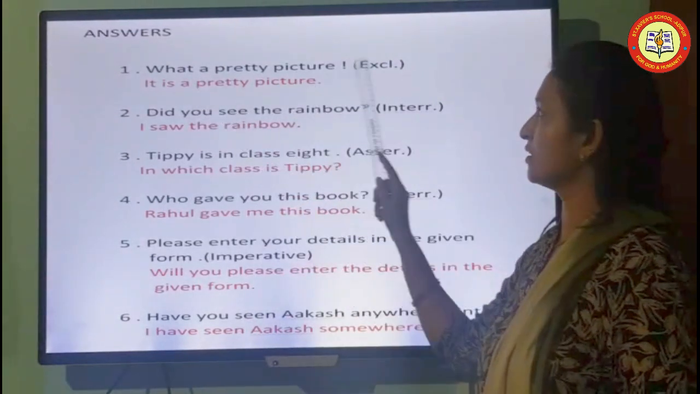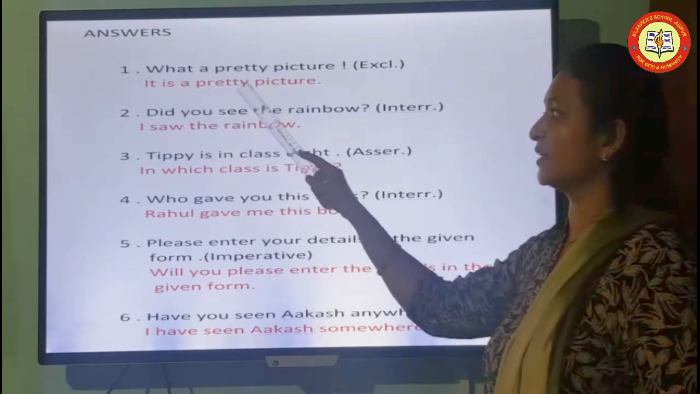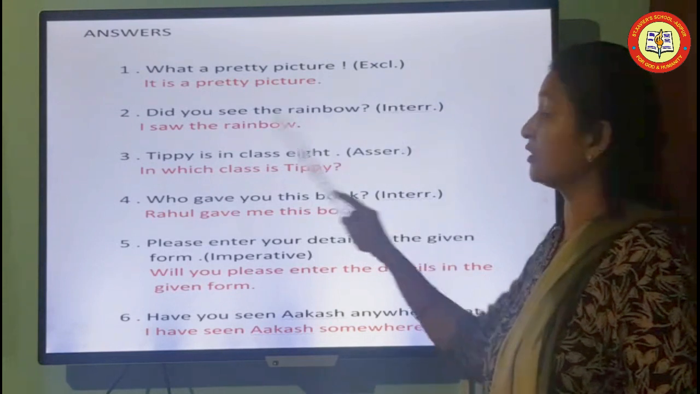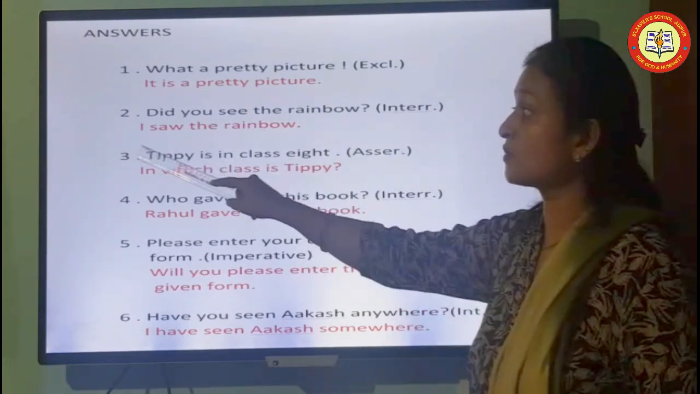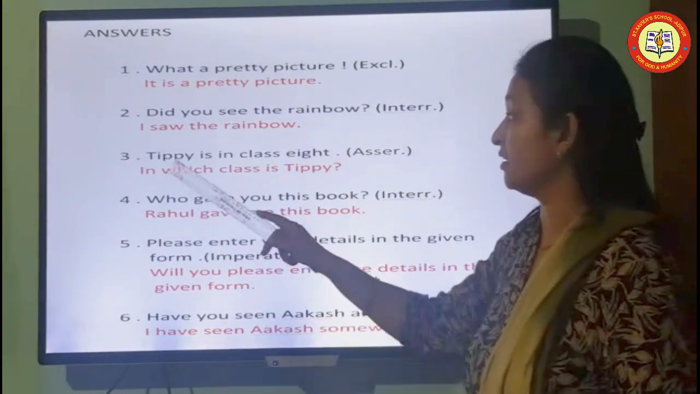What a pretty picture. Exclamatory. So we change it into assertive. It is a pretty picture. Did you see the rainbow? Interrogative. So convert it into an assertive sentence. I saw the rainbow. In place of I, you can write anyone's name. You can even write Rahul, Geeta, any name.